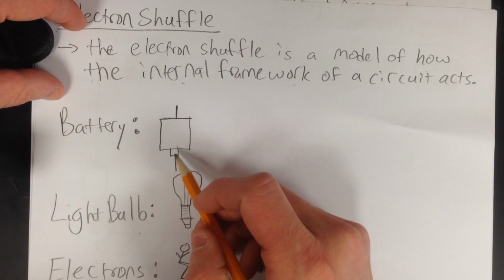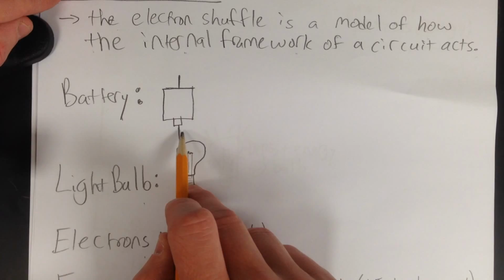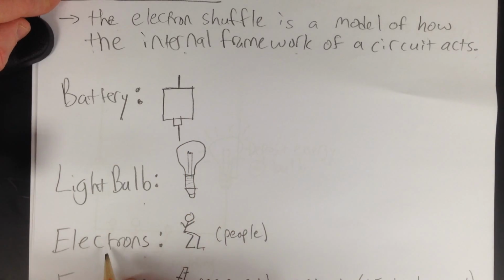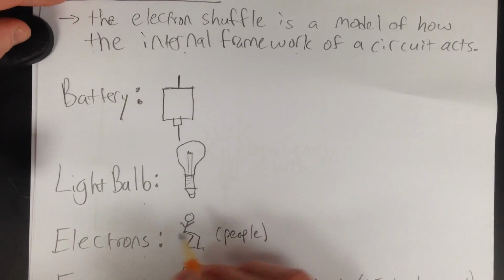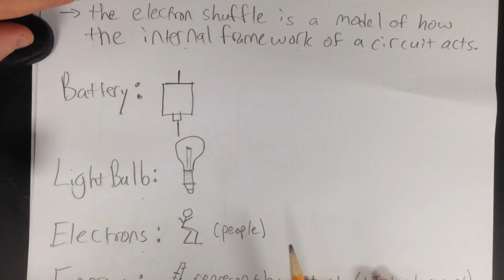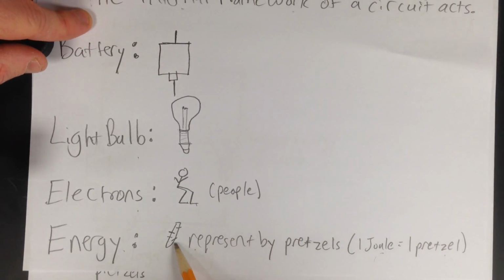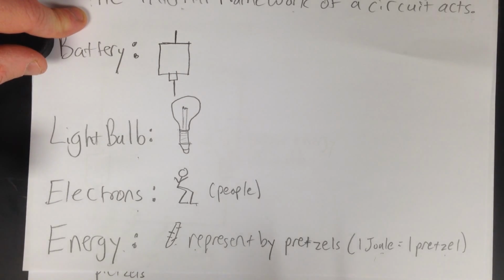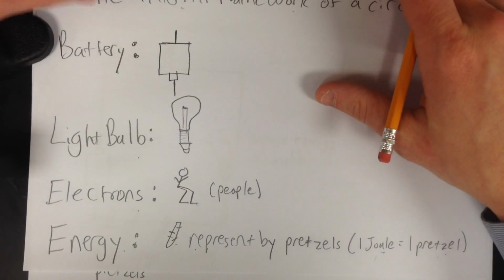You've got a couple parts of a circuit, symbols you should know for our diagrams. The battery, little knob on the end, and the light bulb, pretty self-explanatory. Electrons are going to be represented by stick figures. One stick figure is one electron. And last, energy. Here's my bad diagram of a pretzel. You need pretzels to eat, you need energy, so they're going to represent energy in our notes and in our activity we do after the notes. And 1 joule, that's the unit of energy, is represented by 1 pretzel.